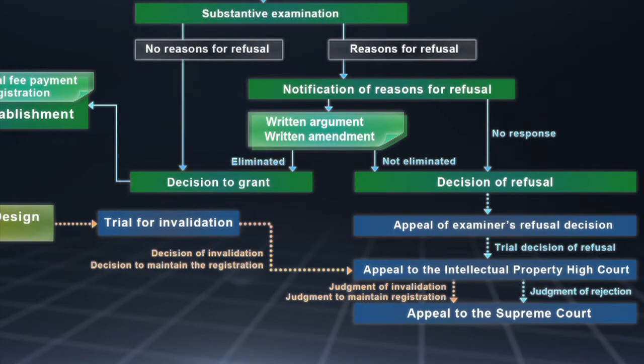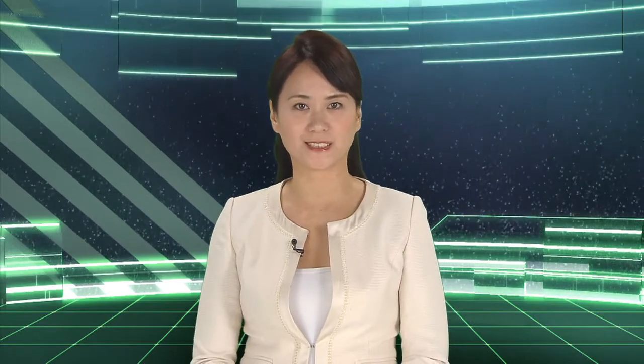The duration of a design right is 20 years from the date of its establishment registration. To meet social needs and help promote the reinforcement and good use of design protection rights in society, the Japan Patent Office provides various types of registration applications.